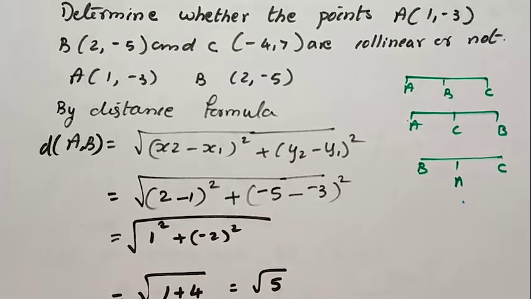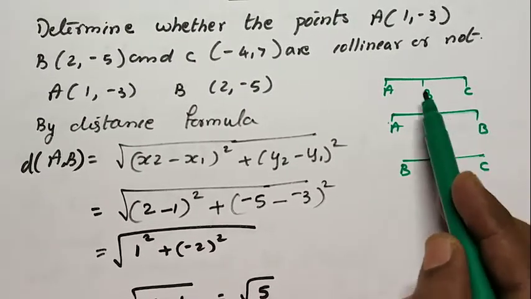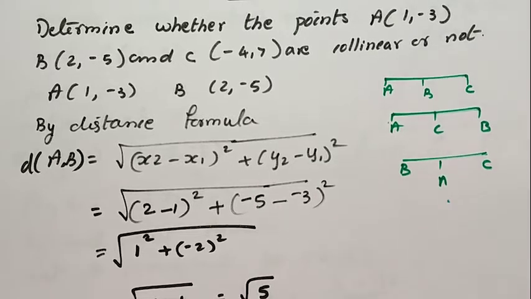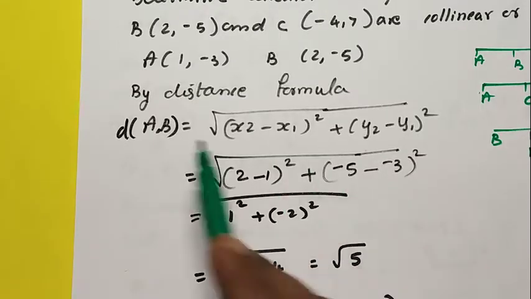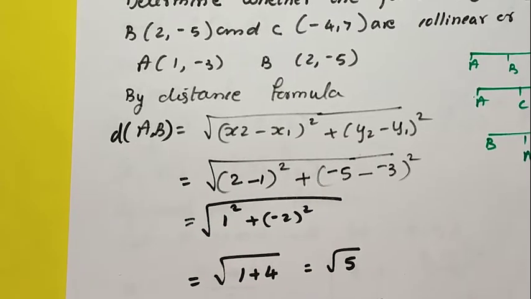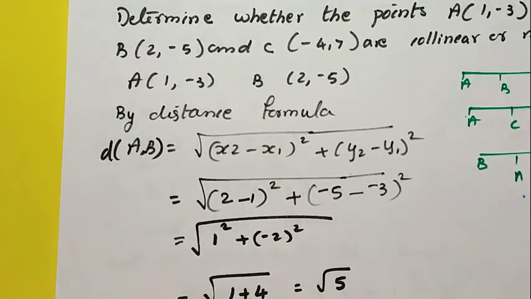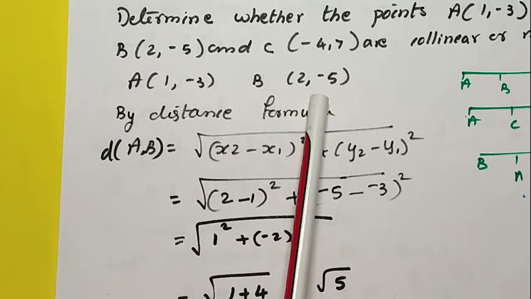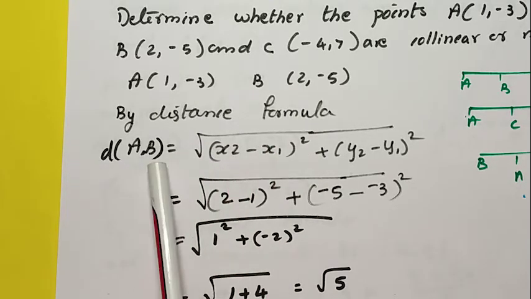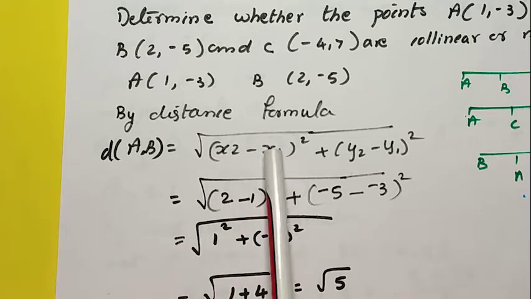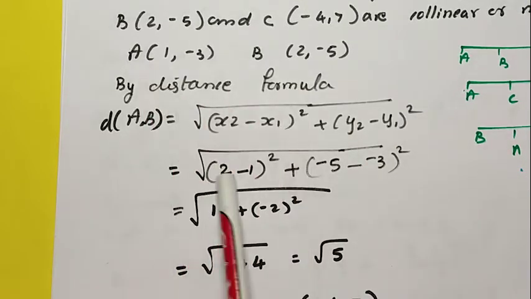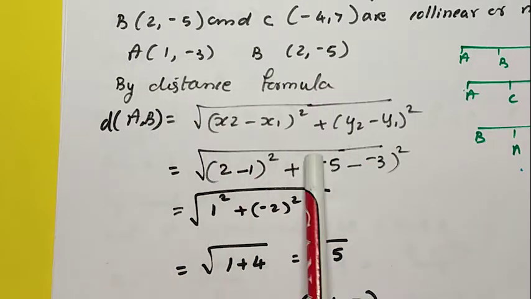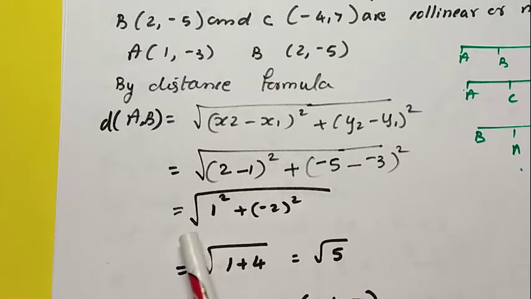So out of this, any one condition, if it satisfies, then we can say the points are collinear. Therefore, by using the betweenness of these points, by finding the distance between the points AB and BC. Let us take the coordinates to find the distance between A and B: A (1, -3), B (2, -5). So A is (x1, y1) and B is (x2, y2). By the distance formula, AB is equal to square root of (x2 minus x1) the whole square plus (y2 minus y1) the whole square. Substituting the values, that is (2 minus 1) the whole square plus (-5 minus 3)... wait, (-5 minus -3) the whole square. 2 minus 1 the whole square is 1.